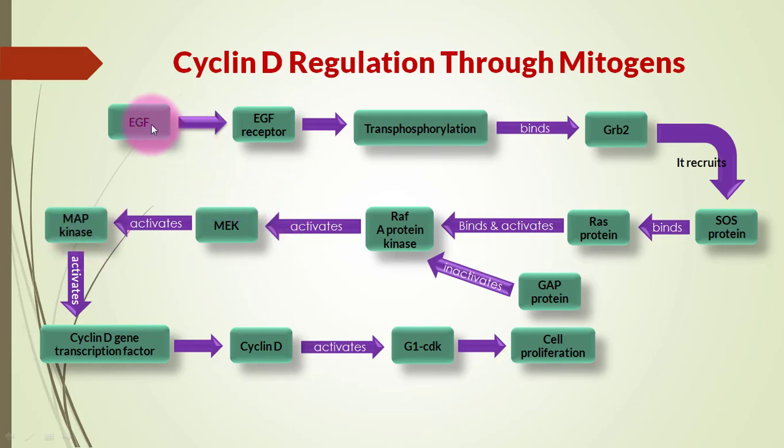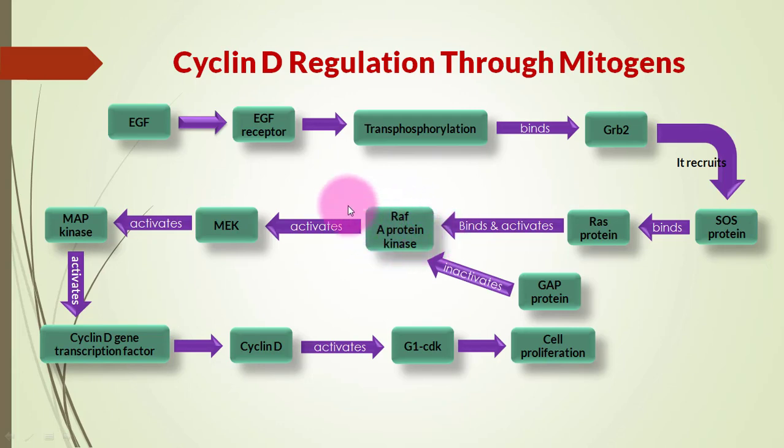We see that the binding of the EGF to the receptor will lead to transphosphorylation. Transphosphorylation will lead to the binding of the GRB2. Then the bound GRB2 will recruit an SOS protein. This SOS protein will activate a RAS protein. RAS protein, in turn, will bind and activate a RAF protein kinase.